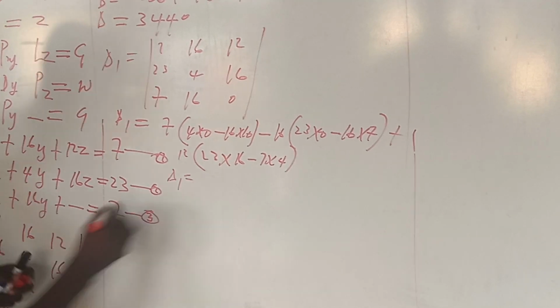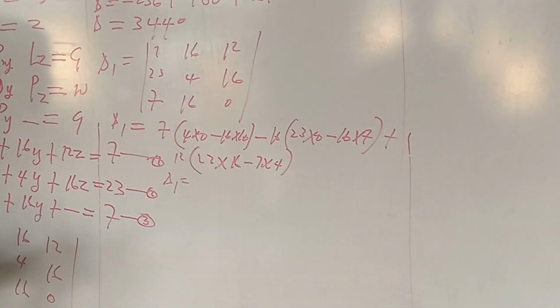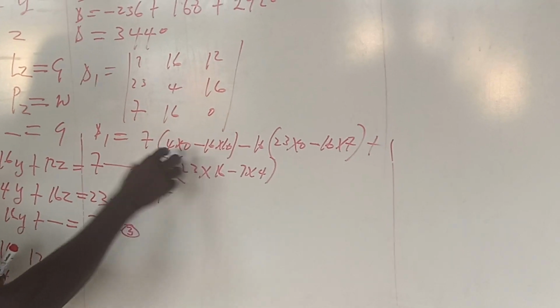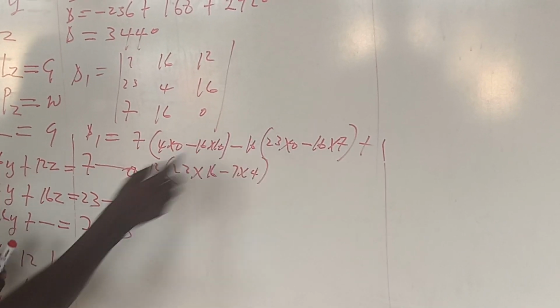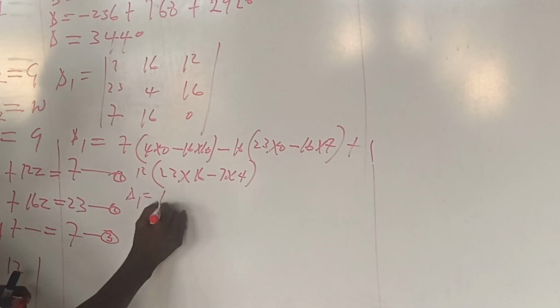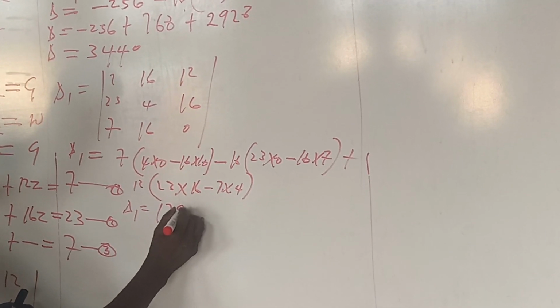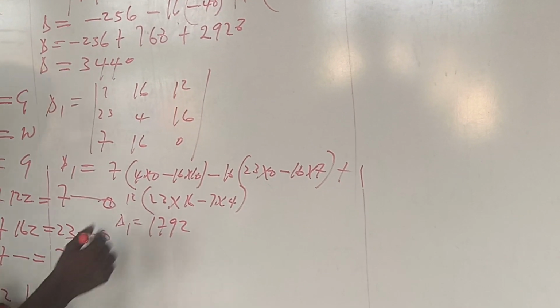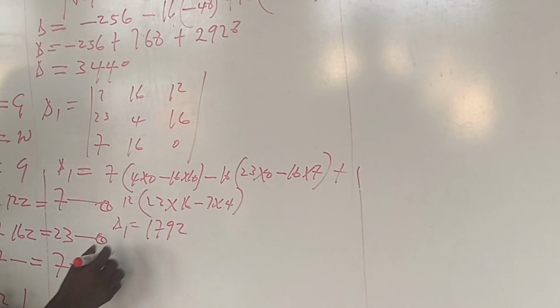Please, let's be very fast. Let's just go straight, please. Emmanuel, I'm counting on you seriously. You have what? 4 times 0 is 0, right? Yes, then 16 times 16 is what? 2 times 7 will give us what? 1792. Thank you. Yes, 1792, right?